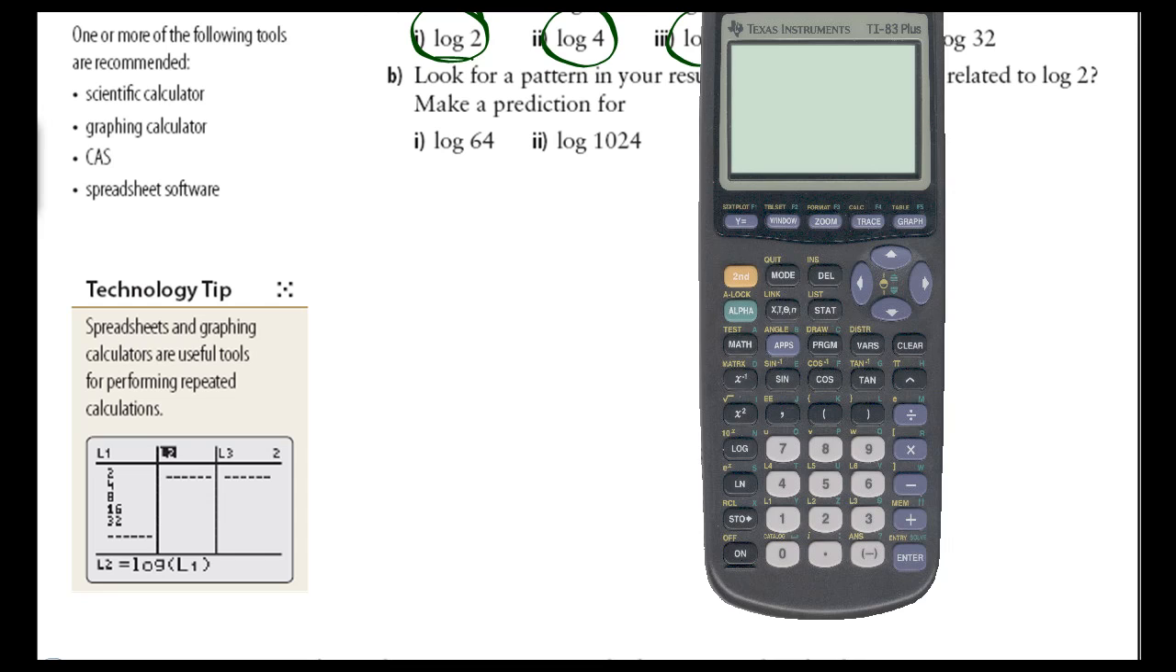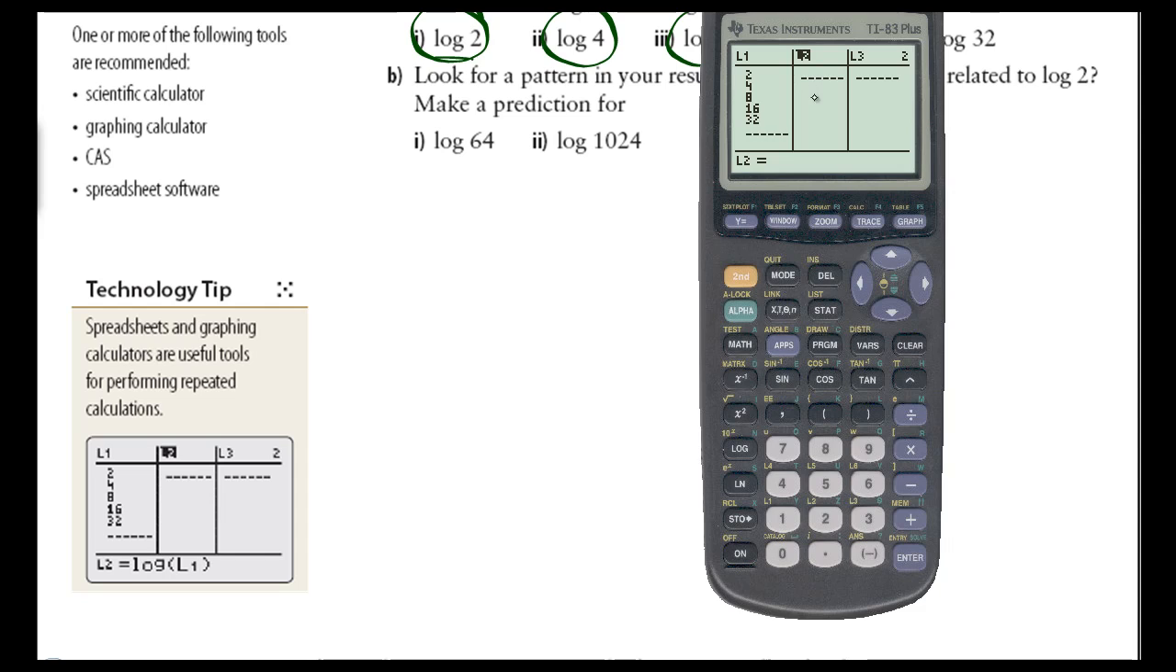So to begin, what we're going to do is first of all go to our stats. Remember that our calculator can be used as a little bit of a spreadsheet, and we do that by hitting stat and then enter. In list 1, I just want to enter in 2 for the log of 2, 4, 8, 16, 64, and 32.